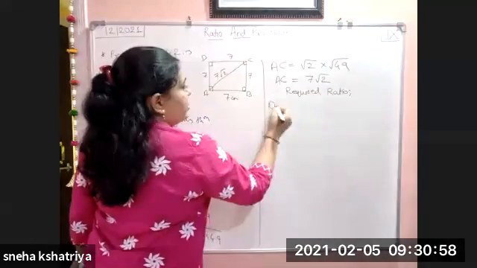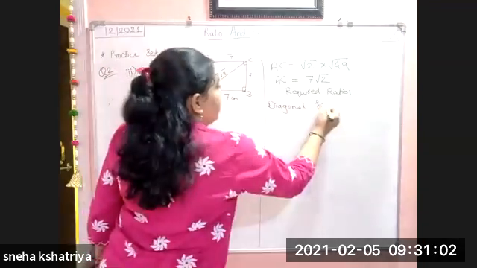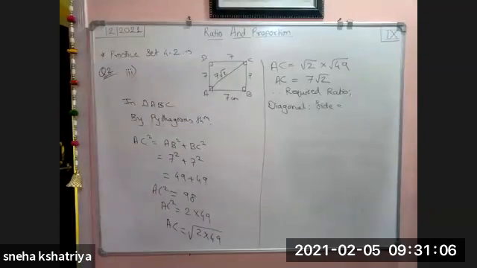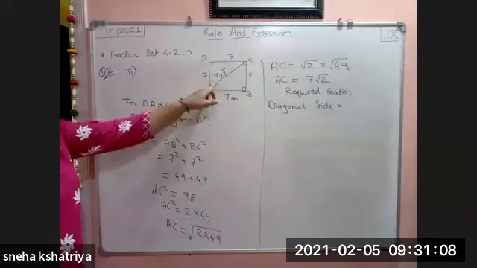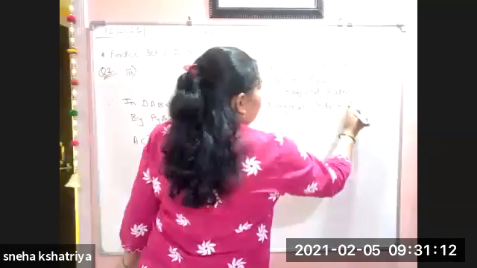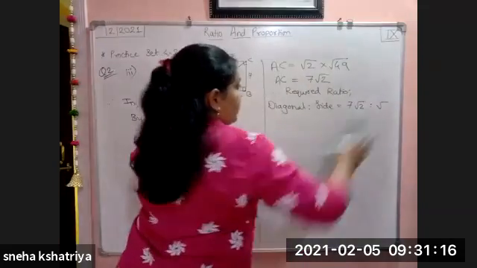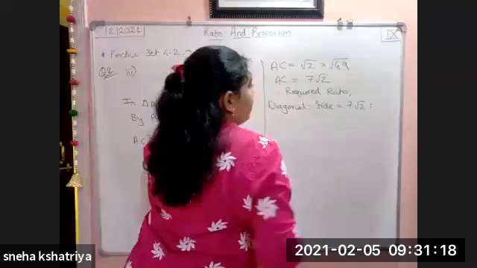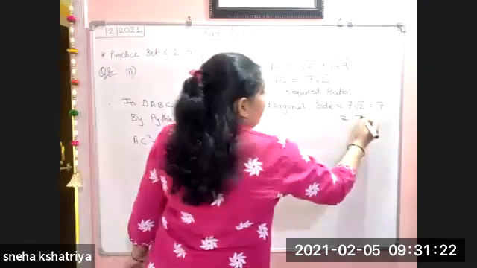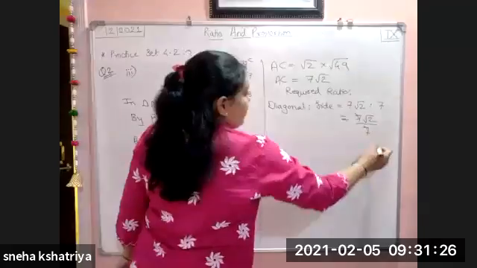Required ratio is diagonal to its side. Diagonal to its side. What is the diagonal? Diagonal is 7 root 2. What is the side? It is 7. So here you get 7 root 2 as to 7, which is equal to, this can be written like this, 7 root 2 divided by 7. Here 7 get cancelled.